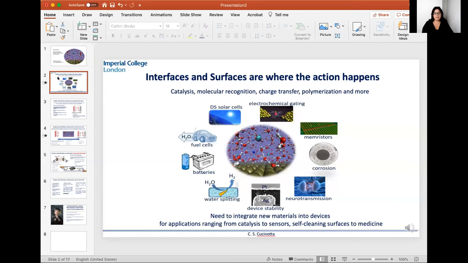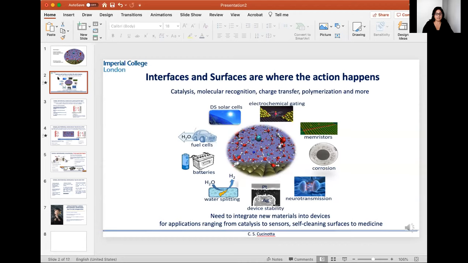Actually, interfaces and surfaces are where the action happens in many different technologies. So we are at the moment facing the challenge and the need to integrate new materials into devices to make them more appealing from a commercial point of view, and therefore contribute to a better world, a more sustainable, more performant, healthier and more desirable world. And for this, we need to understand surfaces.